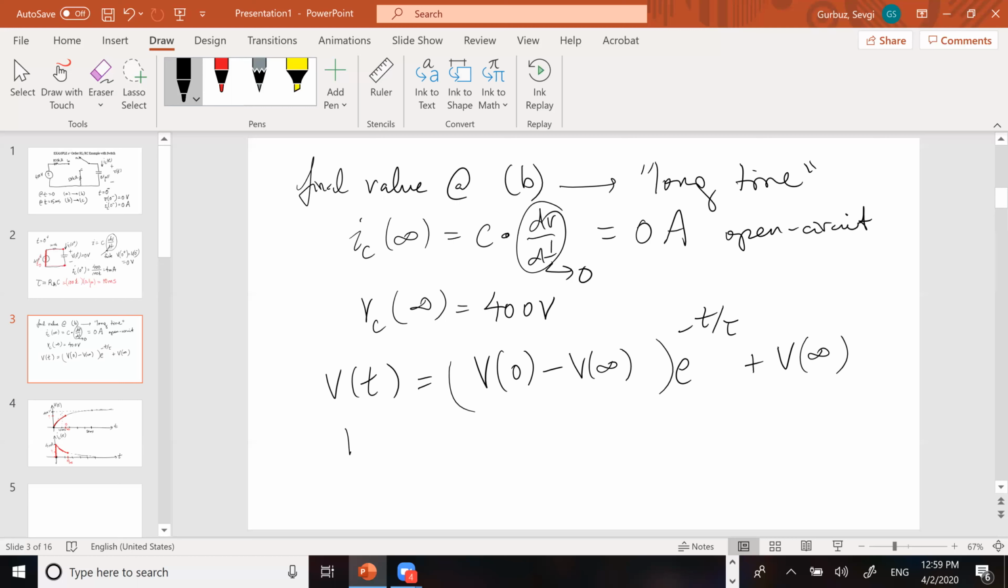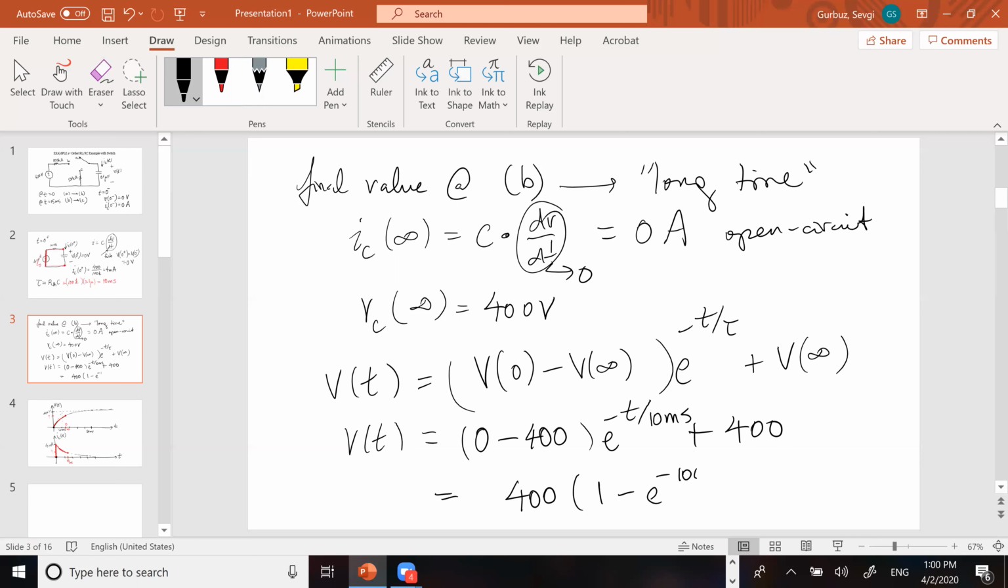If we substitute the values for V of t, we know our initial value is 400. I'm sorry, I misspoke. Our initial value is 0. So we have 0 minus the final value, which is 400, times e to the minus t divided by tau, which is 10 milliseconds, plus the final value, which is 400. And we can write that even more simply as just 400 times (1 minus e to the minus 100t) in volts.